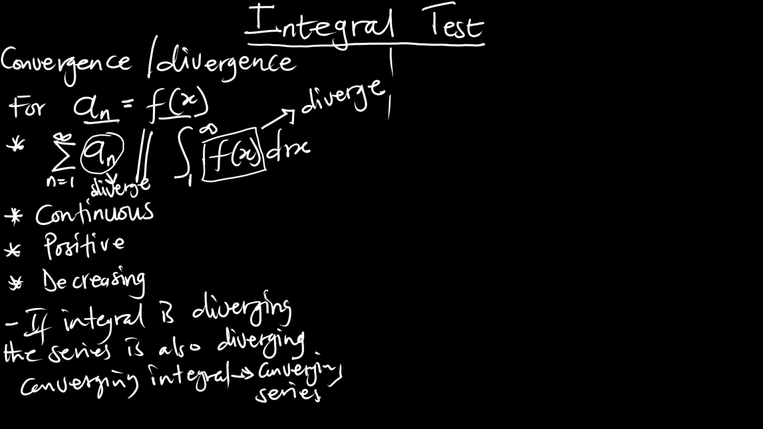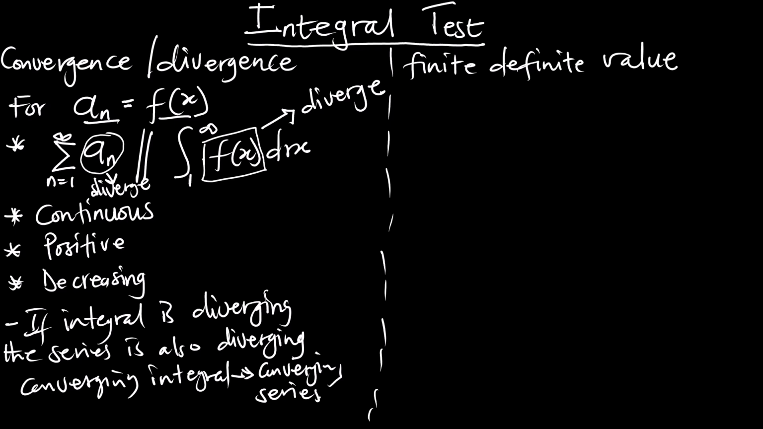Anytime we solve for a function such that we have a finite or a definite value, then we are saying convergence is taking place. But anytime our series or our integration goes towards infinity, then we are going to say it is going to diverge, just as for any series test.